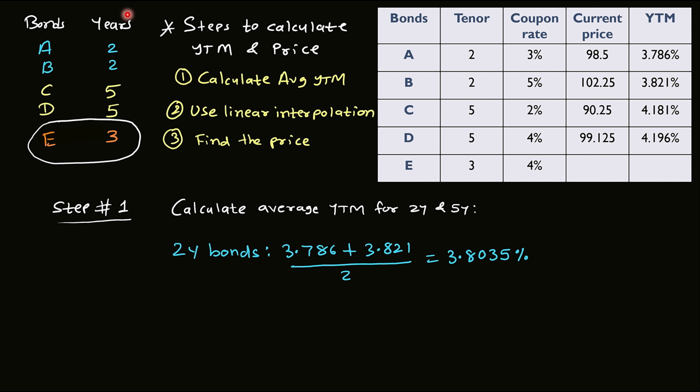And then we can find the 5-year bonds average, which is going to be 4.181 plus 4.196 over 2, which will give us the value of 4.1885.